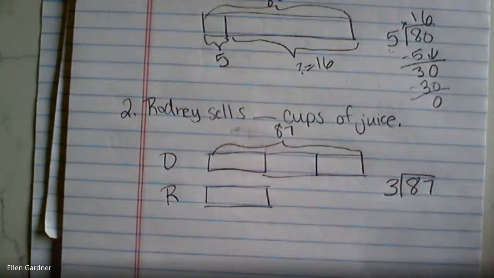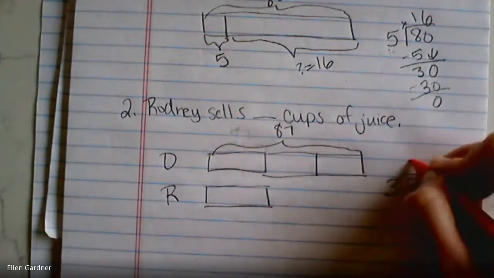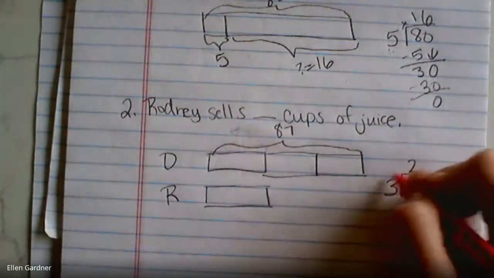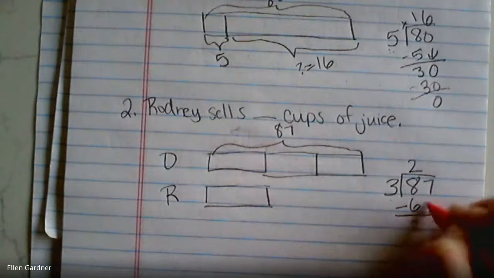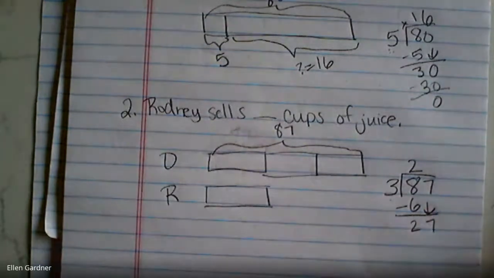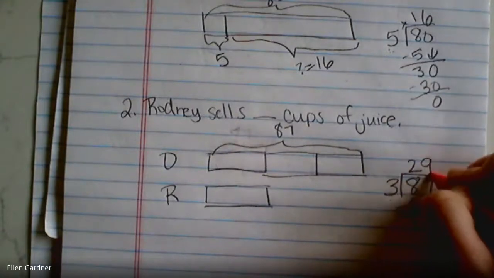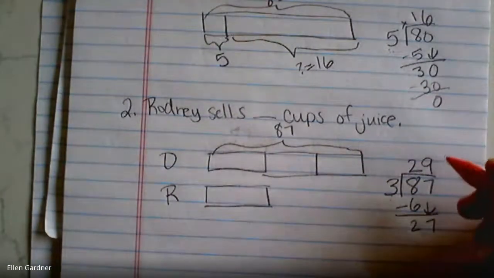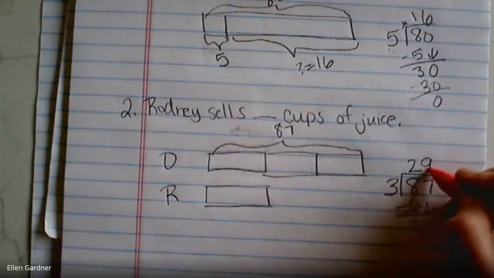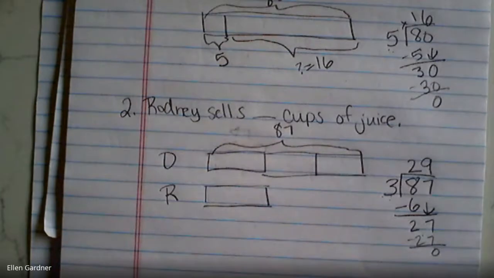That is something that we'll have to write out as a long division problem. 3 goes into 8 2 times. 2 times 3 is 6. Subtract, bring down that 7. Now 3 goes into 27 exactly 9 times. You're not going to have remainders often with these problems, probably not at all in 3rd grade. 9 times 3 is 27. We don't have anything remaining.